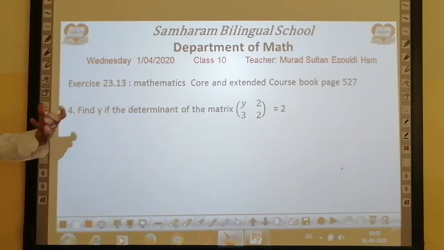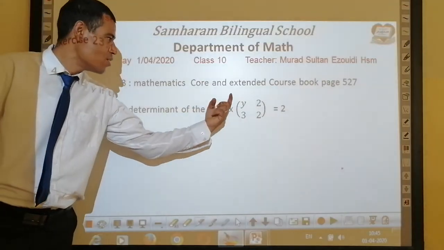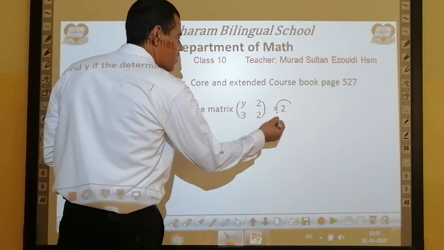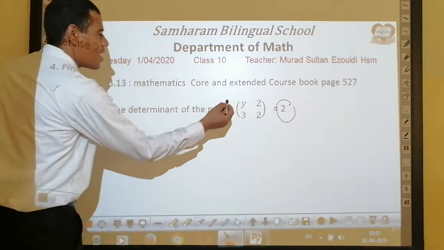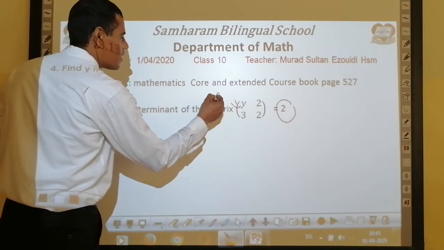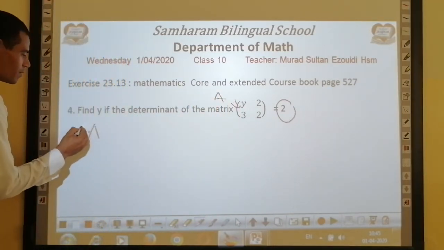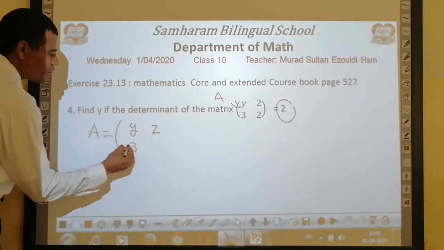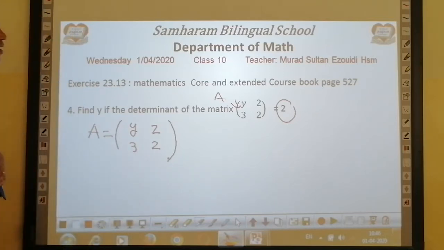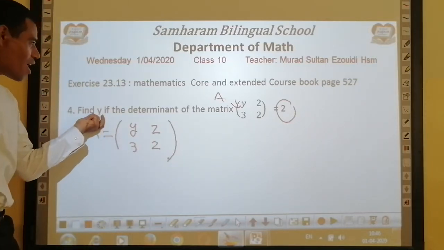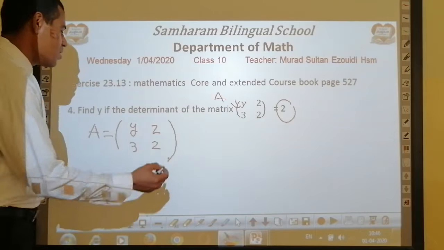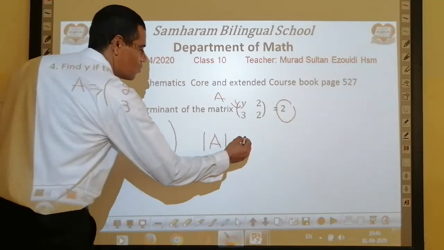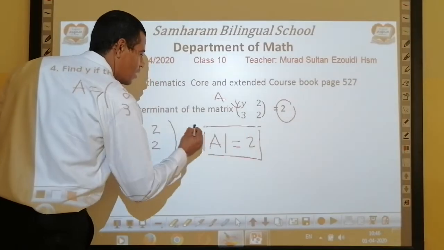Find y if the determinant of the matrix [y, 2; 3, 2] is 2. So the determinant is what? This is a given. I will label this matrix A, my kids. A equals [y, 2; 3, 2]. This is my matrix. The question is, find the value of y when the determinant is 2. So A is equal to 2, as given.